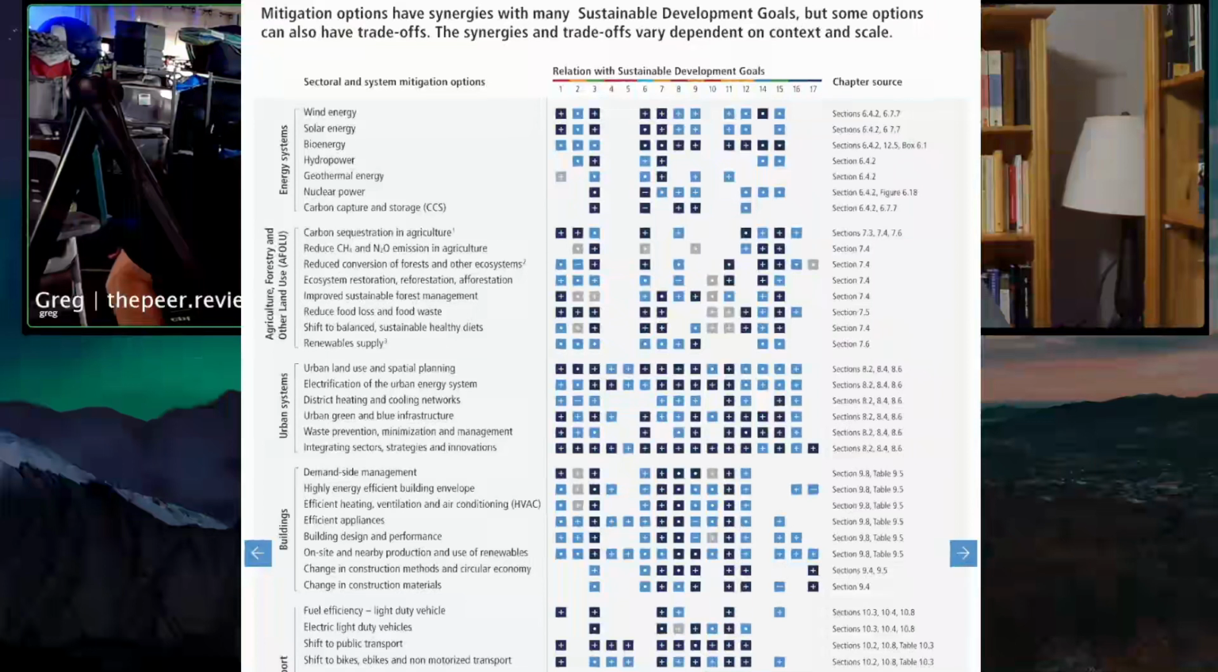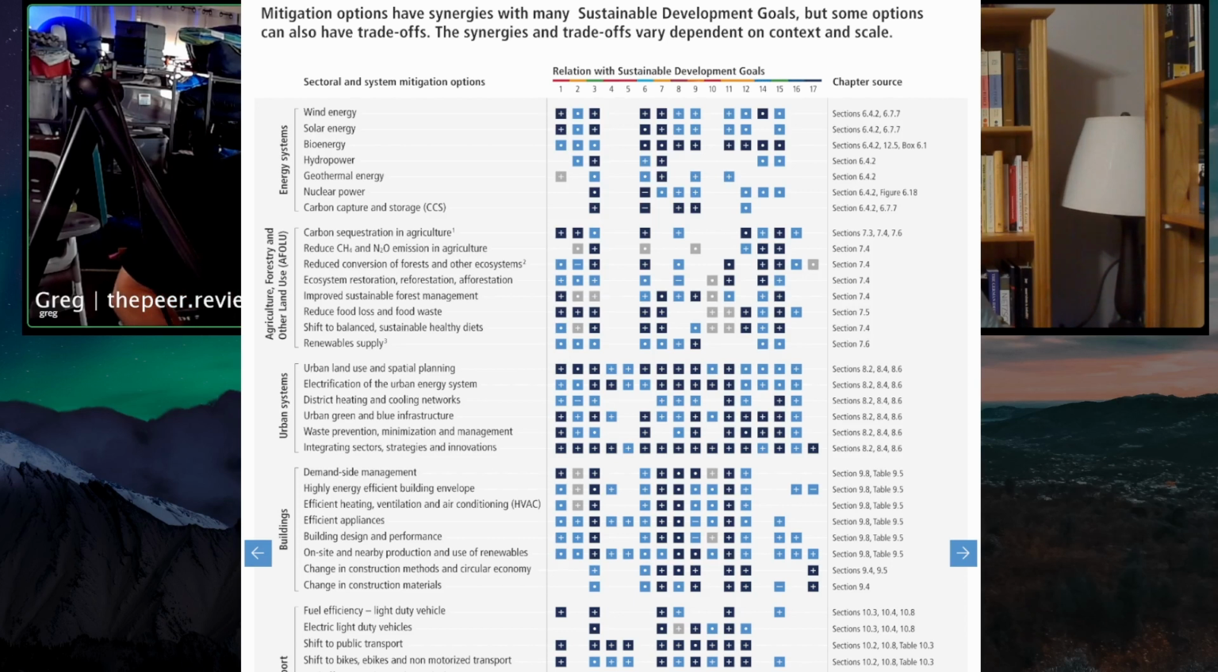are listed out. And then the coloring for each of these squares has to do with the confidence level that we have that these two things align. Gray is low confidence, light blue is medium confidence, and dark blue is high confidence. So what we're looking for is dark blue squares on things that we care about. For example, gender equality.